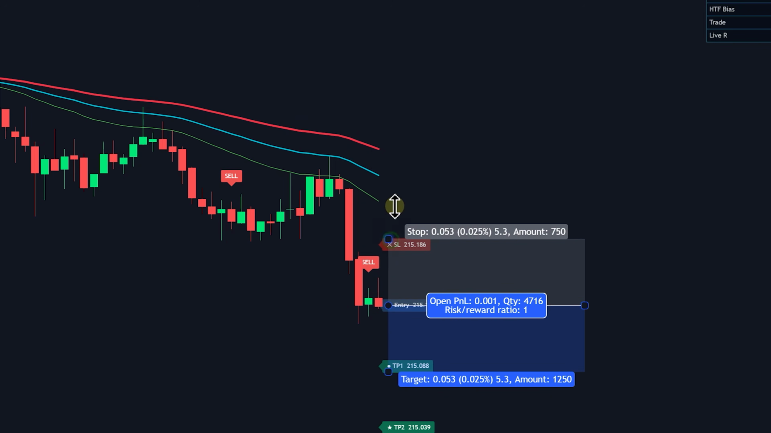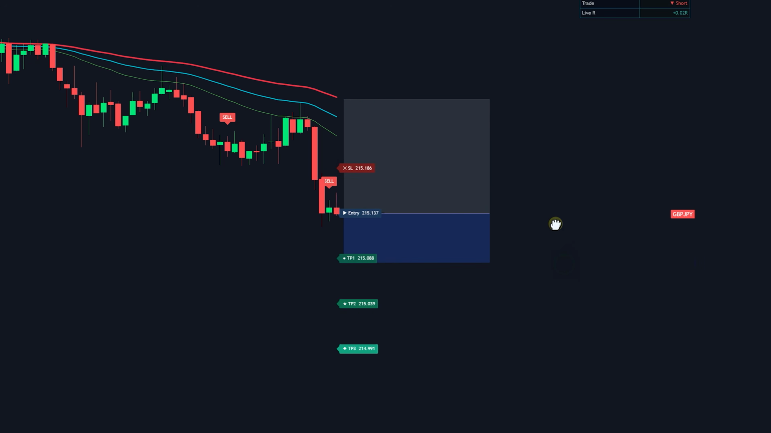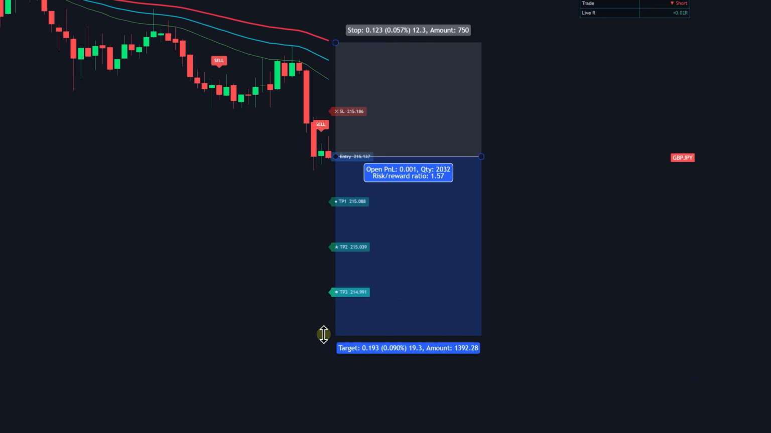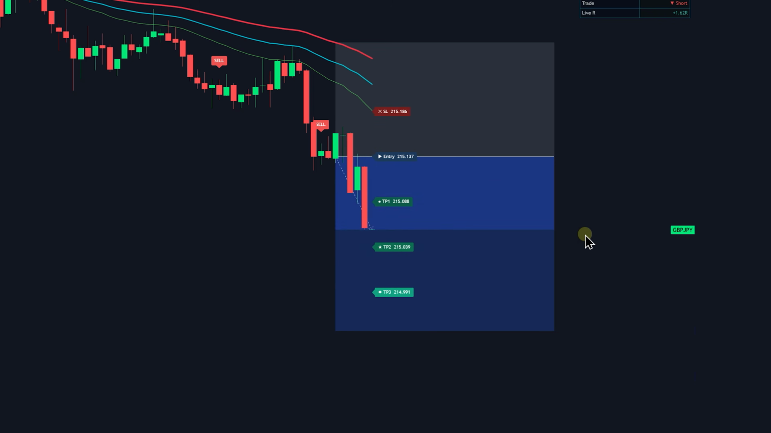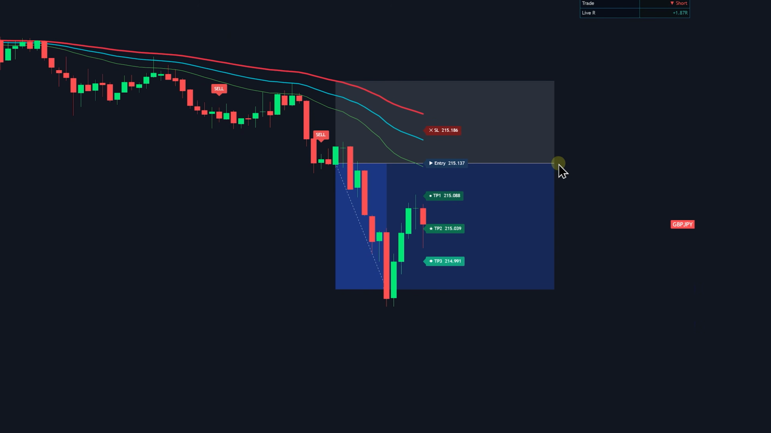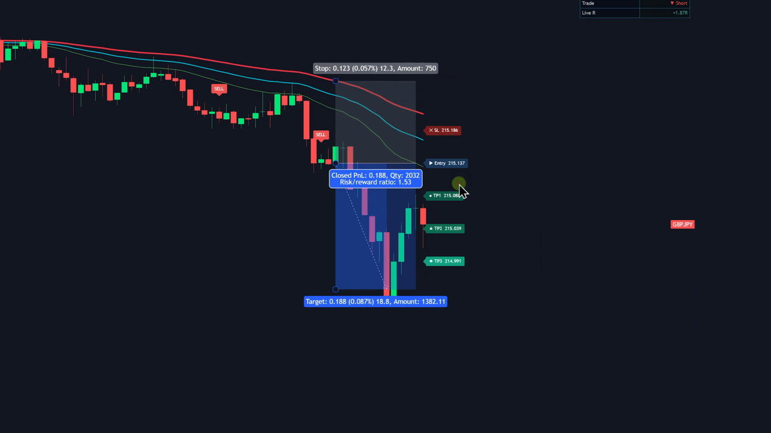The stop loss is going to be placed exactly at the red EMA, which acts as our invalidation level. The take profit is going to be set at 1.5 times the risk. Letting this trade run. And you can see the trade too was profitable.